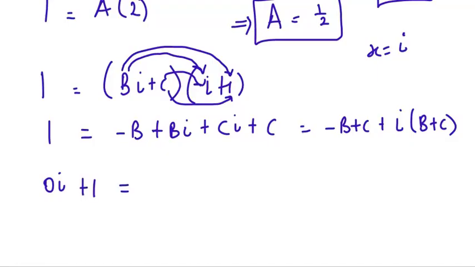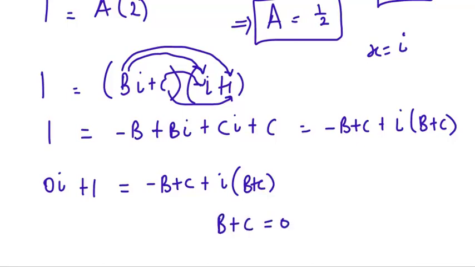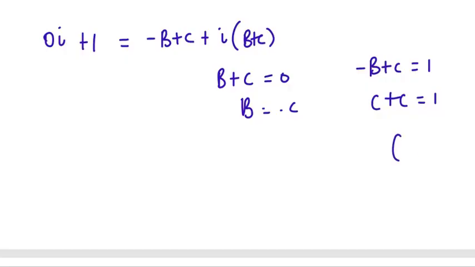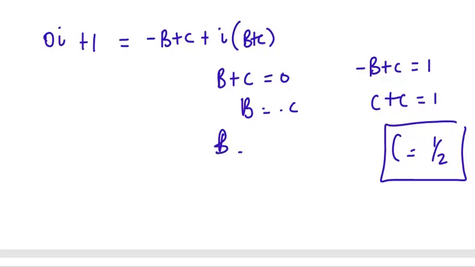Is equal to negative b plus c plus i into bracket b plus c. And we can compare both sides, and we see that b plus c will be equal to 0, while negative b plus c will be equal to 1. And we see that from here b is equal to negative c. You substitute here, we get c plus c is equal to 1. Again, c is equal to 1 by 2 if you solve that equation. And here b will be equal to negative 1 by 2.